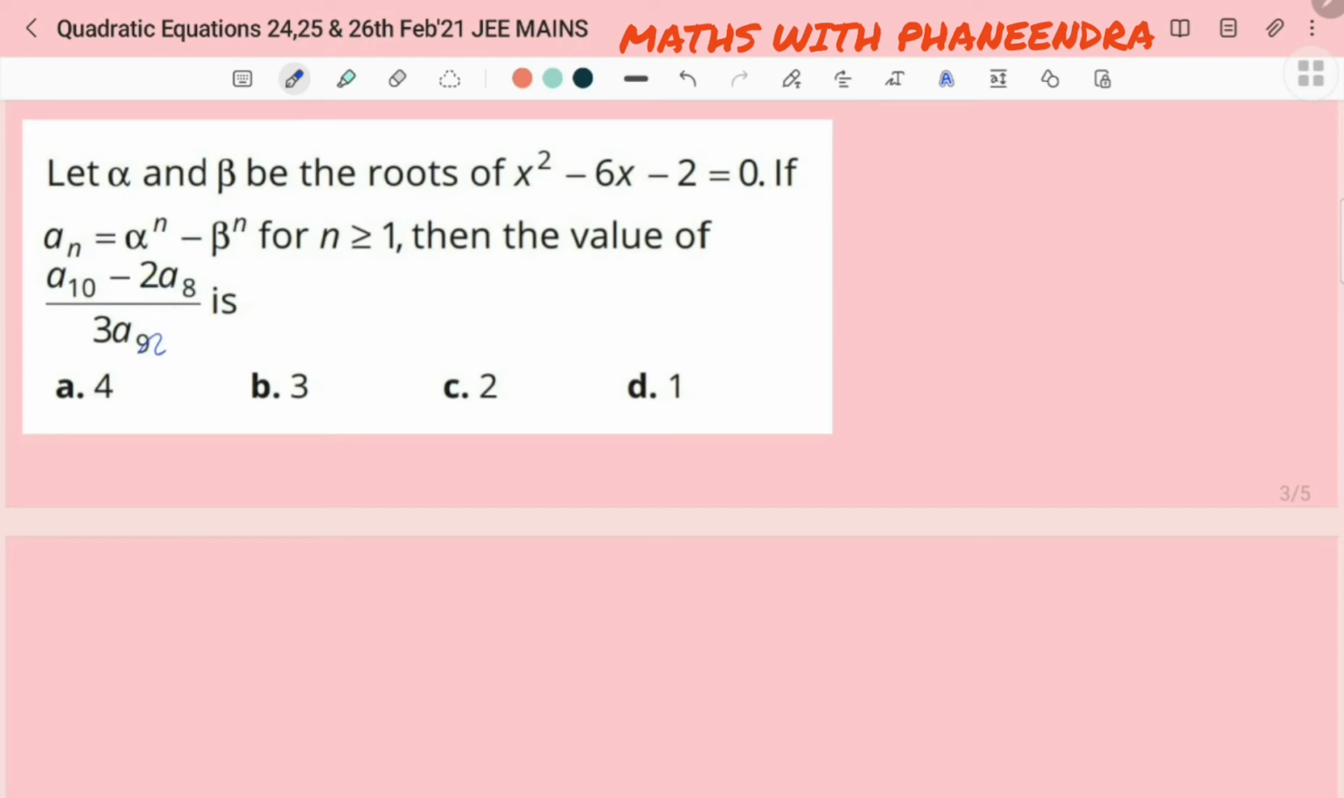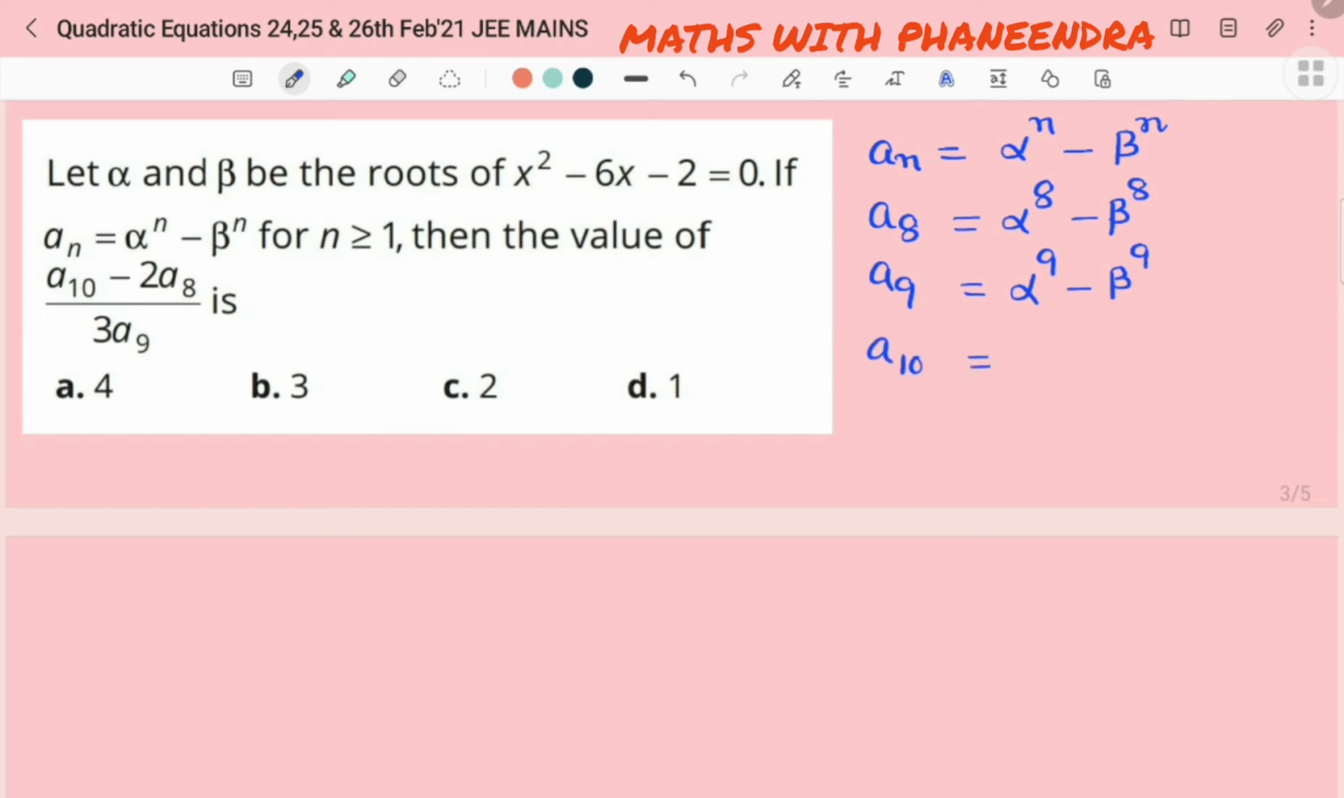a10, a8, a9. These values first we have to write. Given an is equal to alpha power n minus beta power n. But I want a8, a9 and a10 values now. So n is equal to 8, I am substituting. a8 is equal to alpha power 8 minus beta power 8. a9 is equal to alpha power 9 minus beta power 9. a10 is equal to alpha power 10 minus beta power 10. So these values we got now.